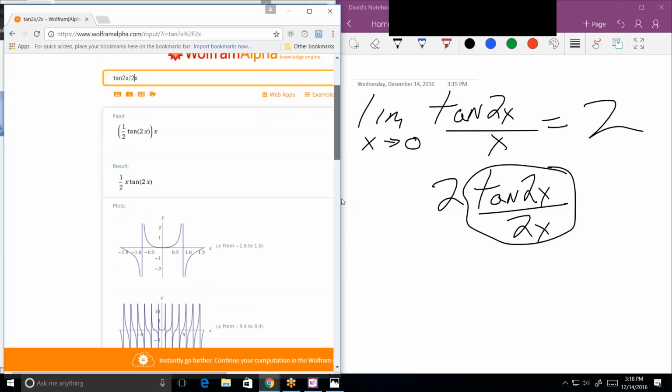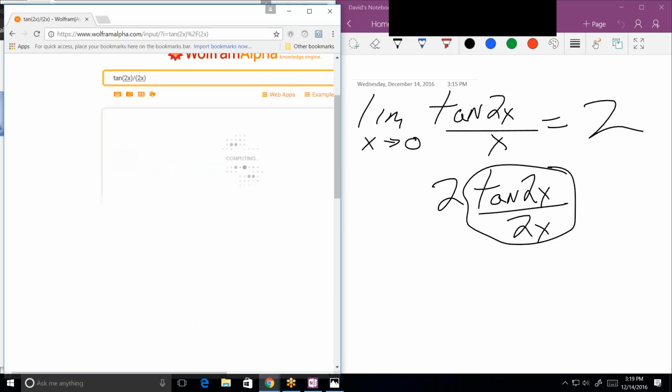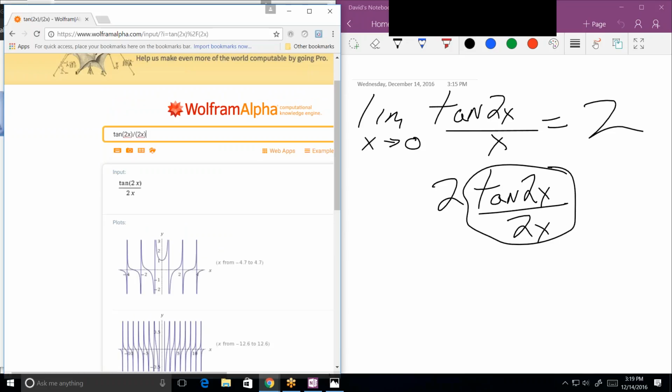It didn't go in there right. Why didn't it? Tan of 2x divided by 2x should not have come out. They got the wrong input here. Let me put parentheses around everything, see if that helps. Tan of 2x divided by the quantity 2x. Let's see if at least it will show my input correctly. Yeah, there it is. And there's the limit of 1.